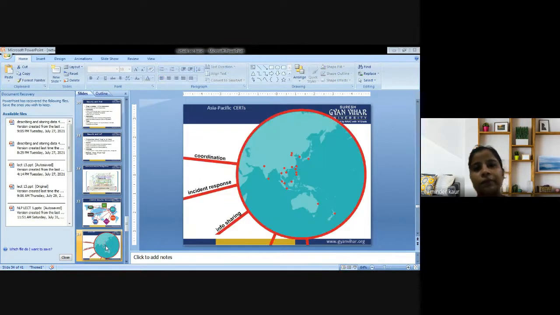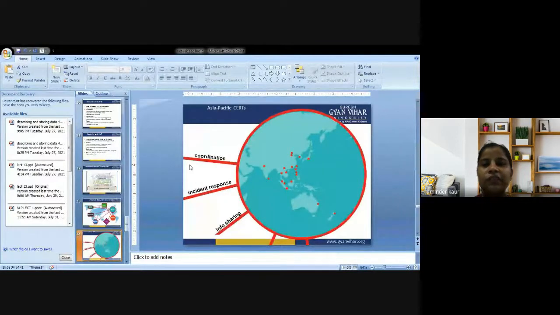Next is the Asia Pacific system, that is based on CERT. Again, CERT is Computer Emergency Response Team. In case of any emergency, there is a response team to take care of the things that are happening. It is concerned with coordination, incident response, and information sharing. Many terms could be associated with the same.